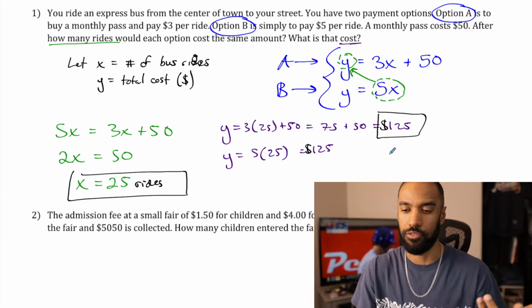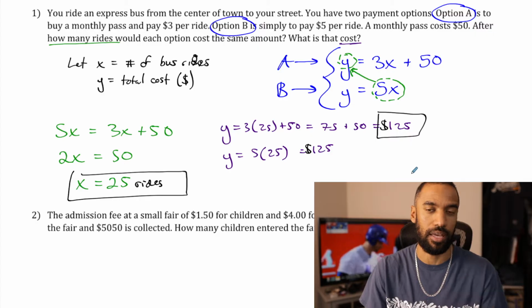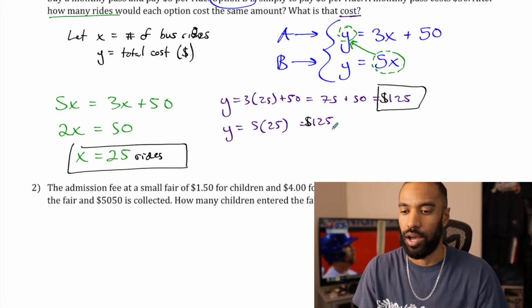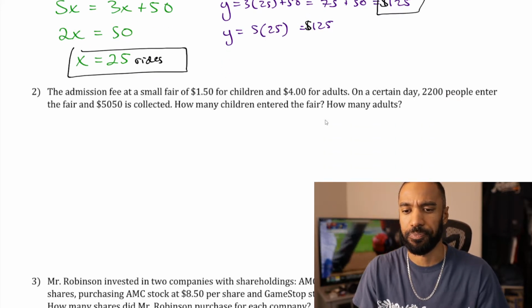And after that, if you do 26 rides, you'd actually pay less money for option A, just $128 versus option B's $130. Depends on how many times you ride the bus in a month, but there it is.